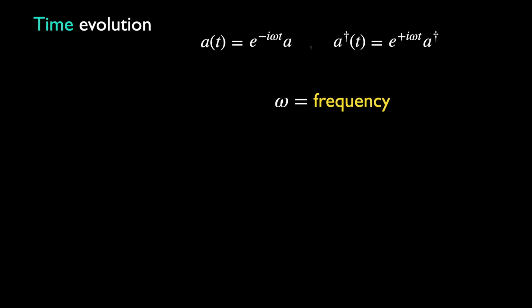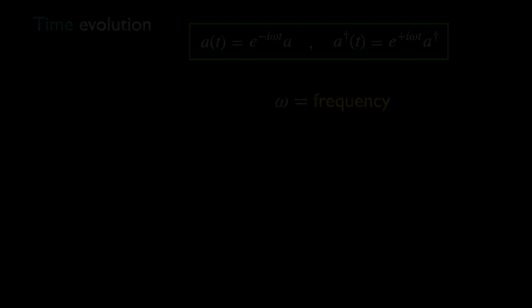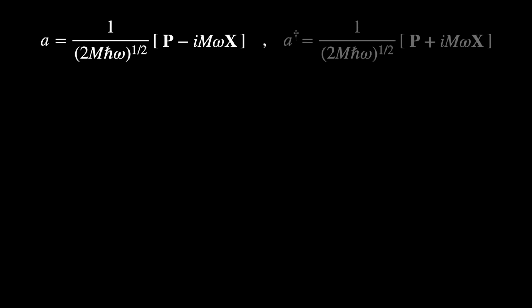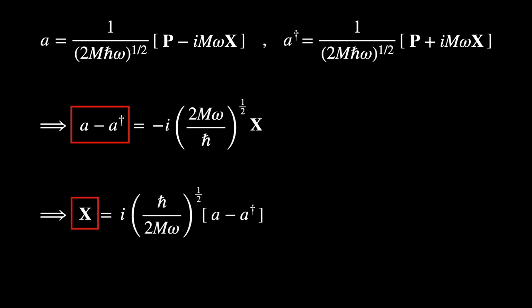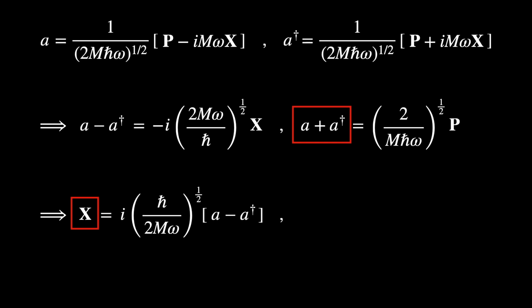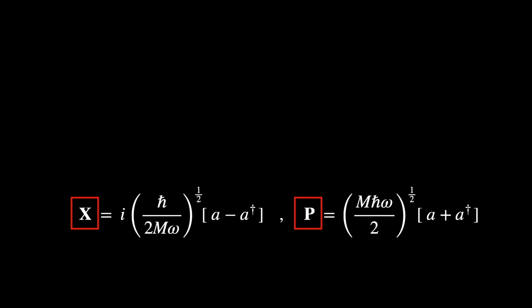In fact, all observables of this system oscillate with this frequency. Just consider the relation between the ladder operators and the conjugate pair x and p. Taking the difference between A and A dagger, we can express x in terms of these operators, while the sum of the ladder operators gives us p. Thus, x and p can be related to A and A dagger by these linear relations.